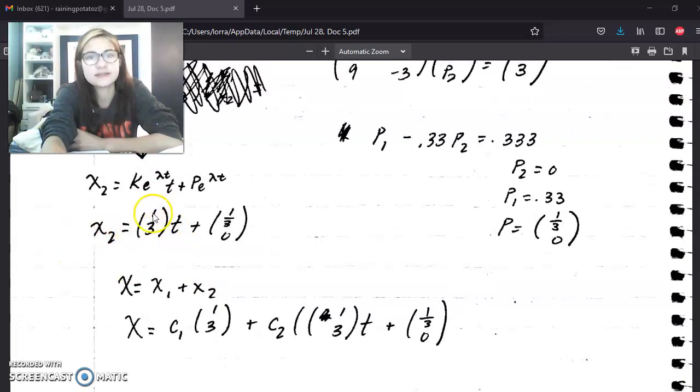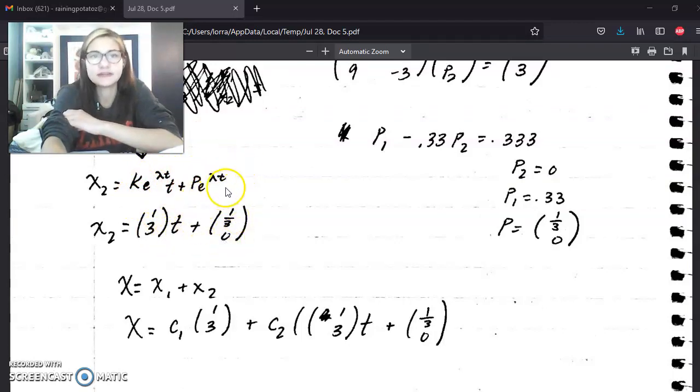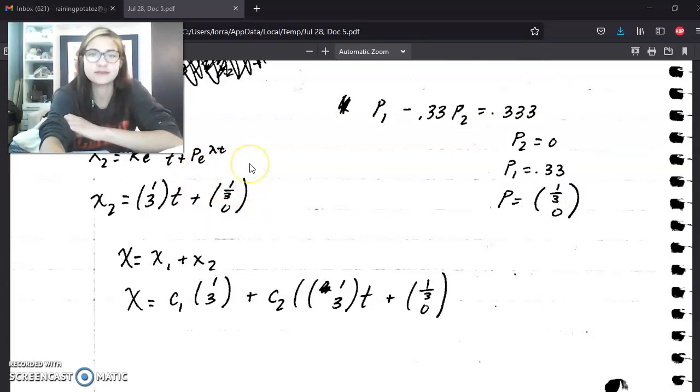So x2 is equal to 1/3, that's the k, e to the lambda t, but since lambda is equal to 0, this just cancels to be 1. So 1/3 t plus 1/3, 0, once again, e canceling to 1 because it's raised to the 0th power.